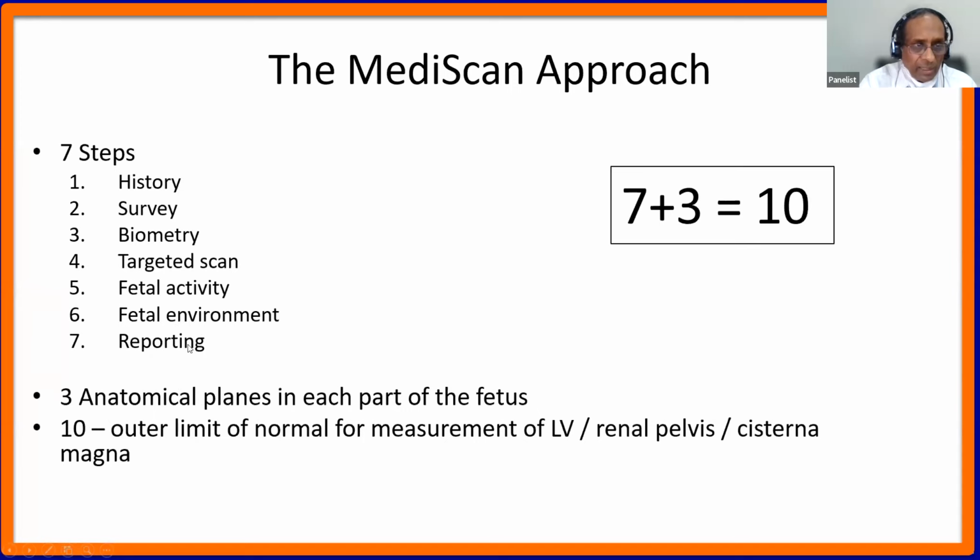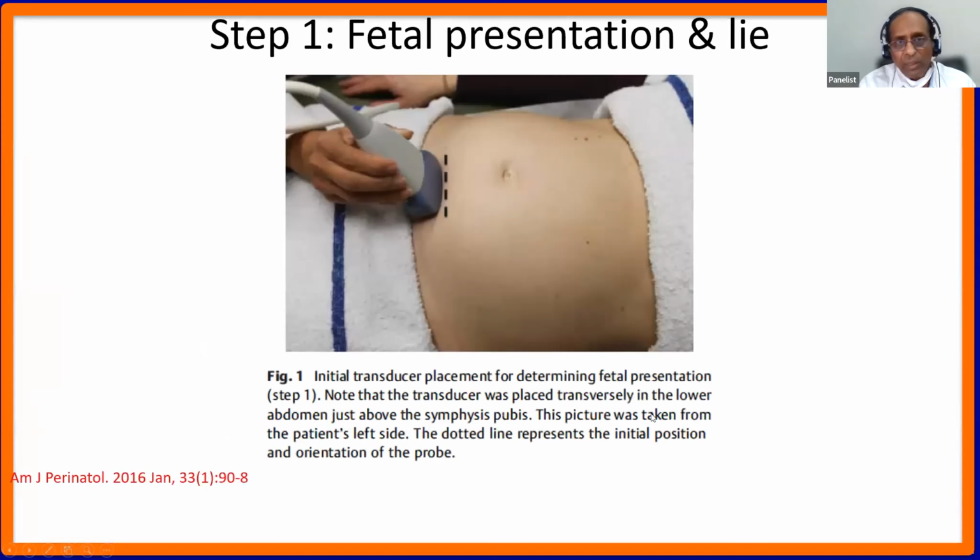And then when you do the targeted scan, we look at 3 anatomical planes in each part of the fetus. And in each of those 3 anatomical planes, we look at 3 things so that it is easy to remember. And remember, 10 is the outer limit of normal for measurements of lateral ventricle, renal pelvis, cisterna magna, etc., beyond which you're supposed to escalate it to the next level. However, let me take you through the 6-step approach and how it is done.